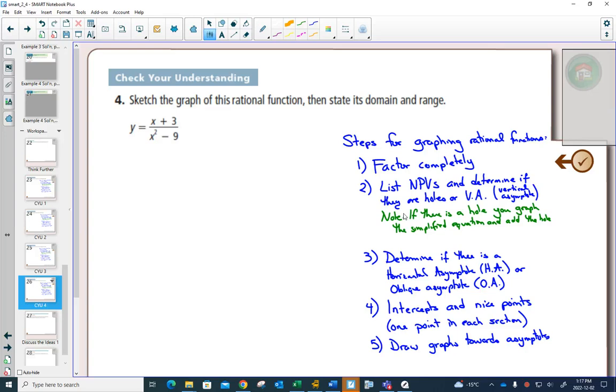These equations, we're doing the same thing over and over again. We're starting off with our graph. We need to factor completely. So the top is just x plus 3, but the bottom is a difference of squares.